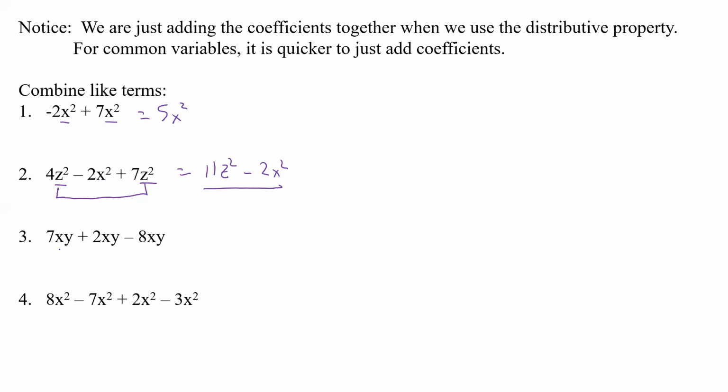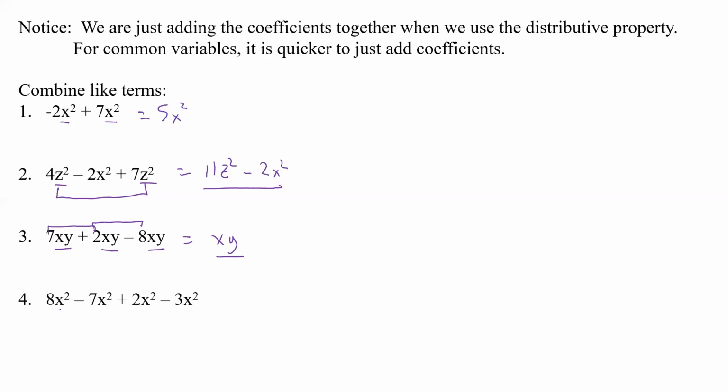Now what about this one? We have three terms. We have an xy term, an xy term, and an xy term. So guess what? We can add the coefficients here. 7 plus 2 minus 8. Well, 7 plus 2 is 9. 9 minus 8 is 1. And so we just get 1 times xy, or just xy.